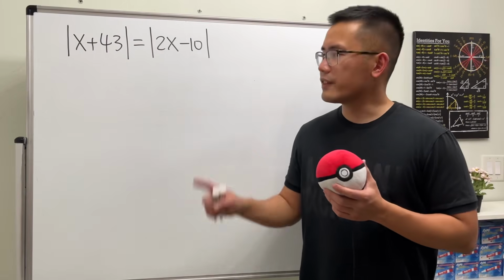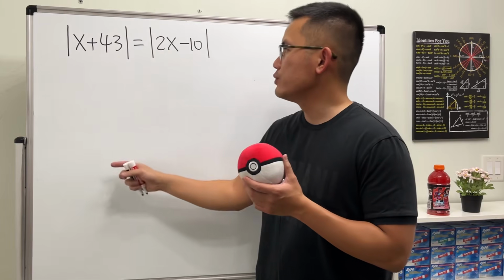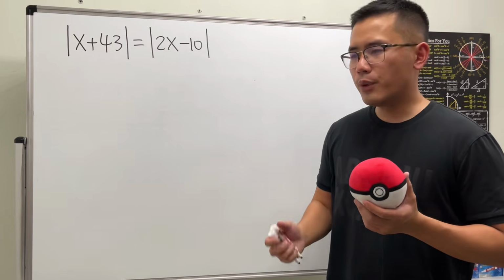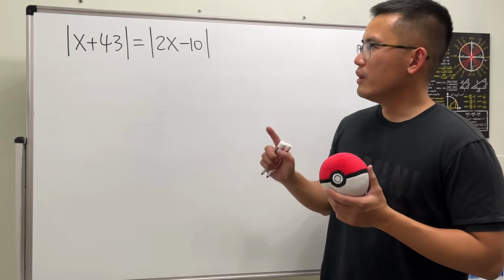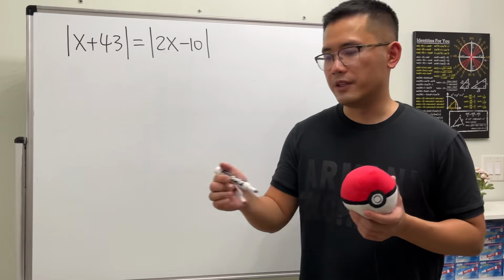Let's see how we can solve a double absolute value equation. So we have the absolute value of x plus 43 equal to the absolute value of 2x minus 10. And of course, the first thing is that we have to take out the absolute value, but we have to do it really carefully. First off, when we take them out, we can really just take them out, but that will be the first case.